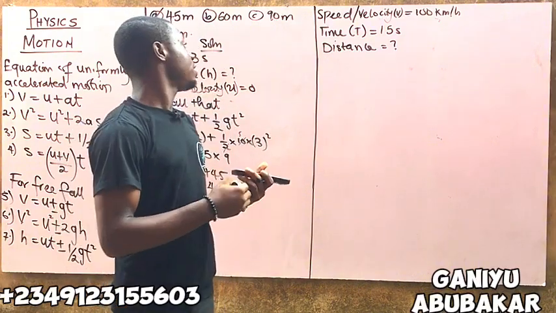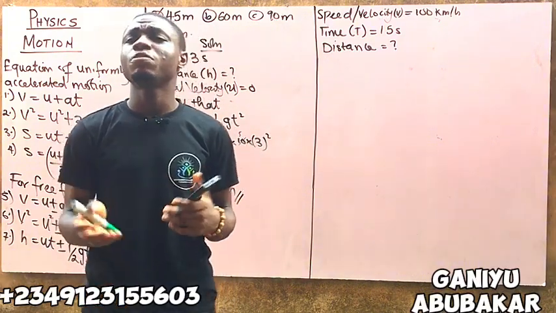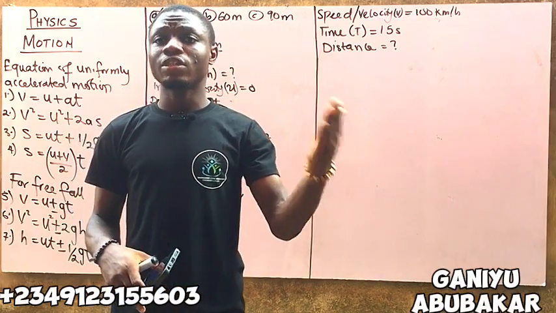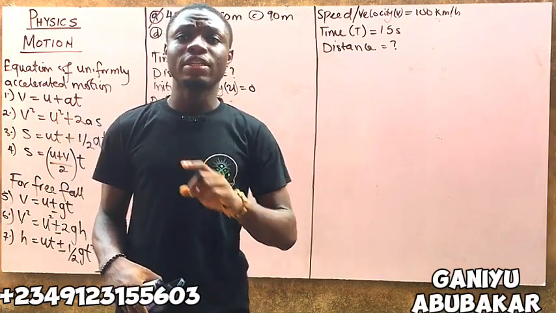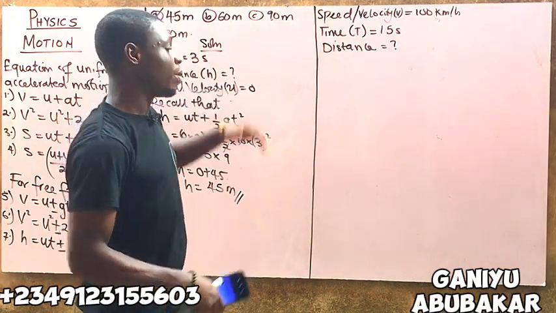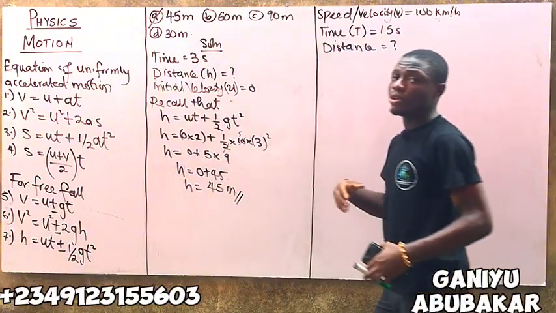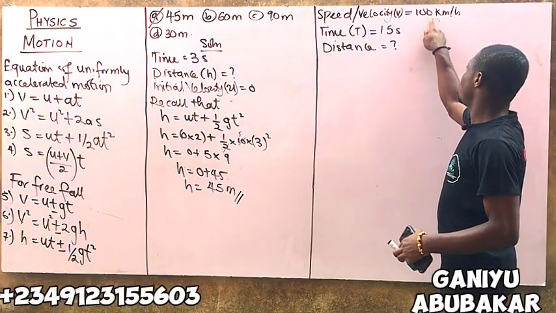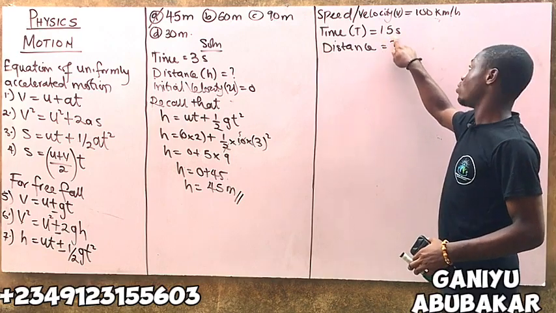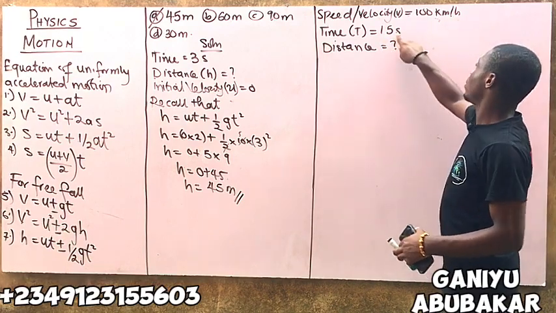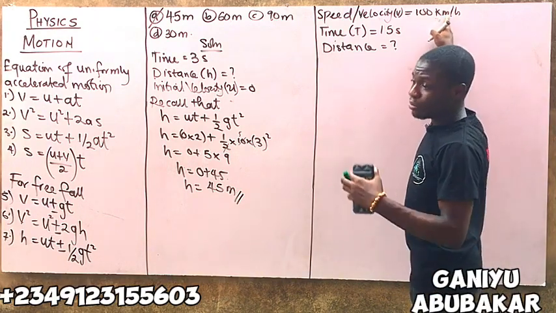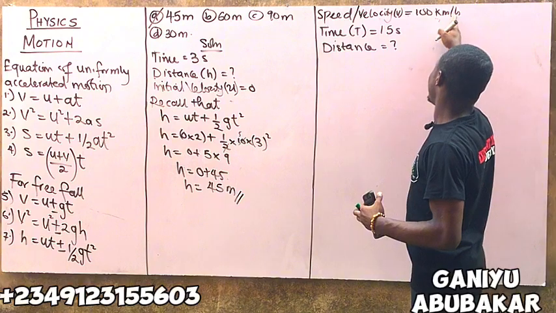So how do you look for distance here? I'm having speed, time, and distance. What's the relationship between speed, time, and distance? We know that speed is equal to distance over time. Before that, let's observe something. My parameters here are perhaps correct, but for the SI unit, I'm having kilometer per hour, and this is 15 seconds. So convert this hour to seconds. I don't need to convert my kilometer to meter. Just convert your hour.